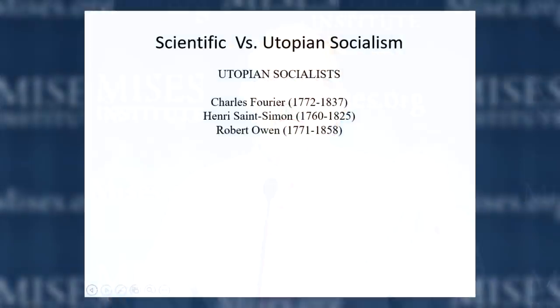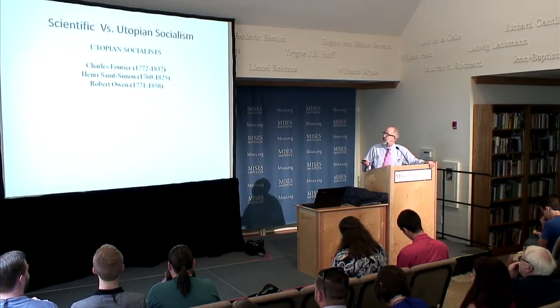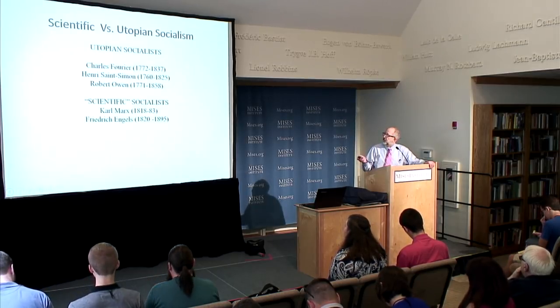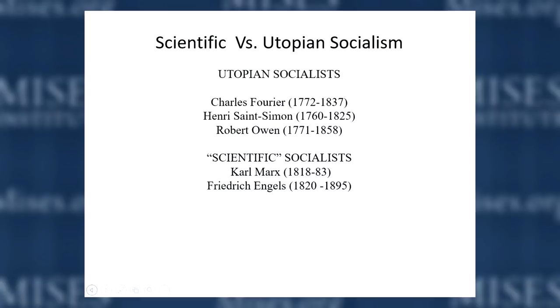So let me start with the early socialists who wrote in the early part of the 19th century. There were three big names. If you've had history of economic thought, you've seen these names before. There were two French writers, Charles Fourier and Henri Saint-Simon, and a Scottish entrepreneur who set up socialist experiments here in the United States, Robert Owen, as did Fourier's followers. We'll talk about that. They were called the utopian socialists.